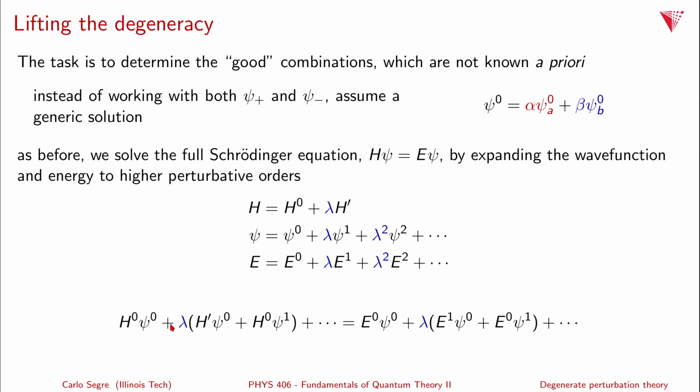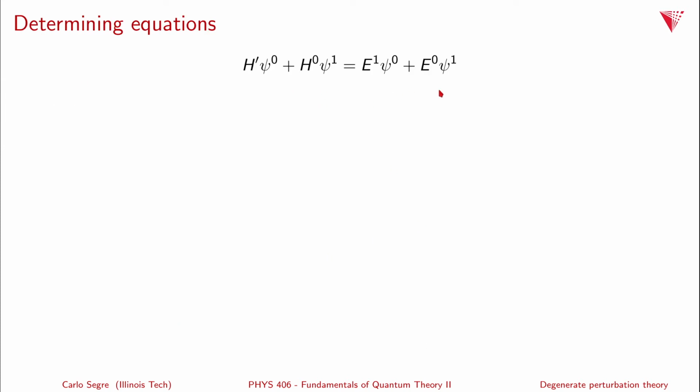So we now look at these two and we realize that the zeroth order term is just the eigenvalue equation for the unperturbed system. What we're now interested in is the first order terms. And that gives us a Schrödinger equation to solve, which is H prime psi 0 plus H0 psi 1 is equal to E1 psi 0 plus E0 psi 1. We can drop the lambda because it cancels out on both sides. Well, that's the equation that we have to solve.